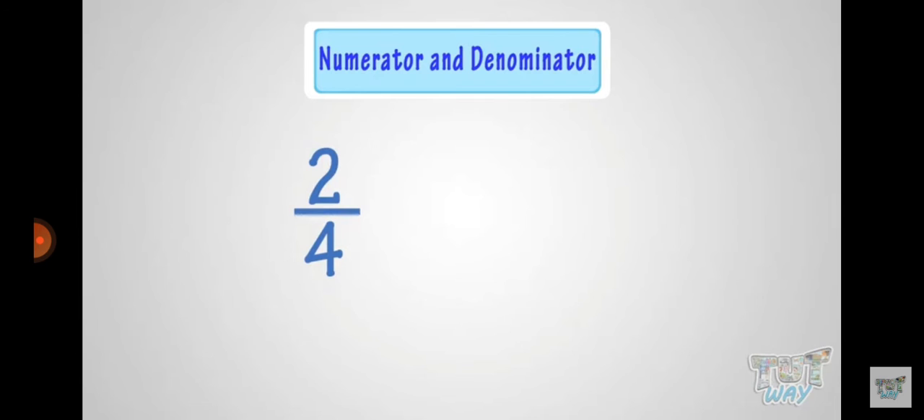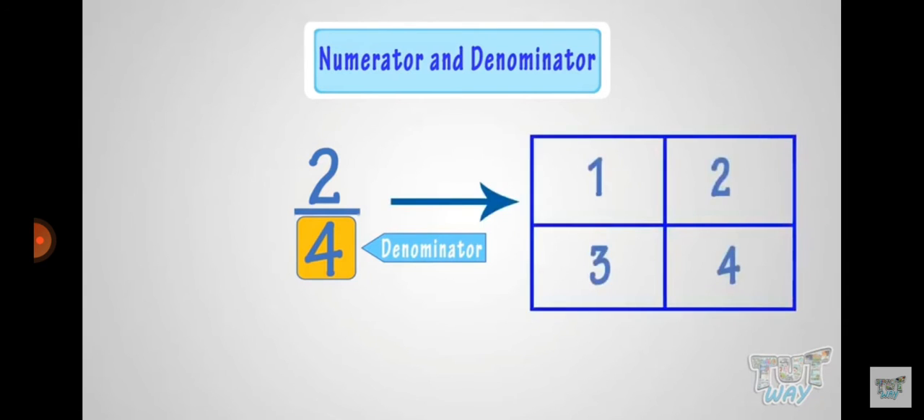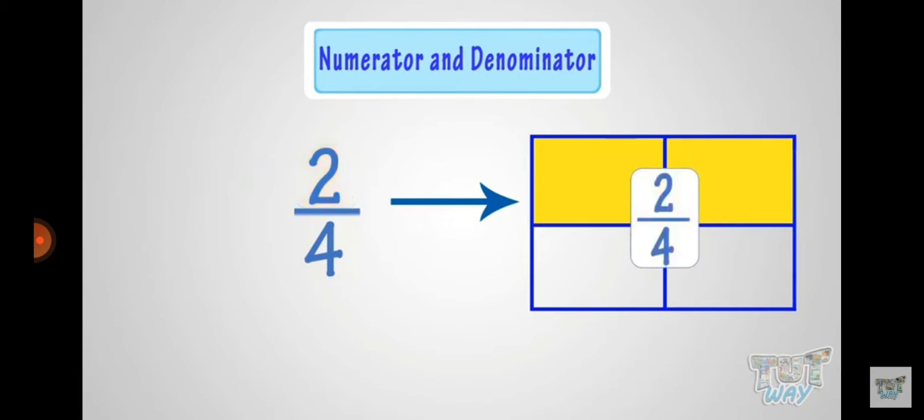Let's take another fraction. 2 upon 4, 2 is the numerator and 4 is the denominator. If we take an example, the denominator represents the total number of parts. In the square you can see I have divided it into 4 equal parts. Out of these 4 equal parts we have shaded 2 of them, so the fraction will be 2 upon 4. Total 4 parts are there and we have taken 2 out of them.